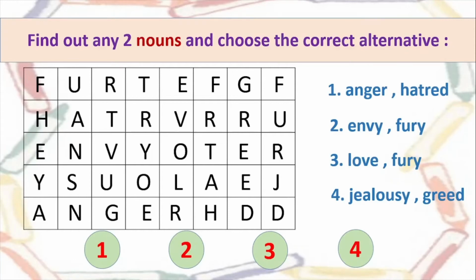Both the words have to be there, okay? You cannot just look for anger and not find hatred. You look at envy and not find fury. You find love and not find fury again. You find jealousy and not find greed. That will not do. You have to see that both the words are there in the grid. So which one is it? You will find option number 4 in the grid. You will find jealousy as well as greed in the grid.